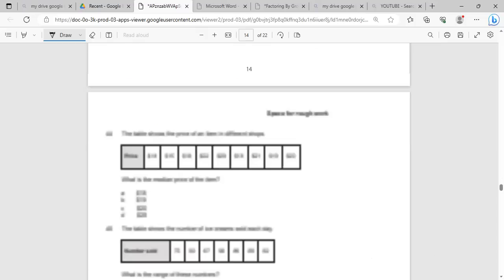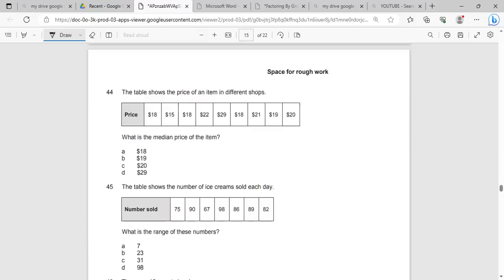Let's go. 44. The table shows the price of an item in the shop. What is the median? So for the median, you have to arrange in ascending order. So let me say 15 is the smallest. So next we have 18. So we have triple 18.